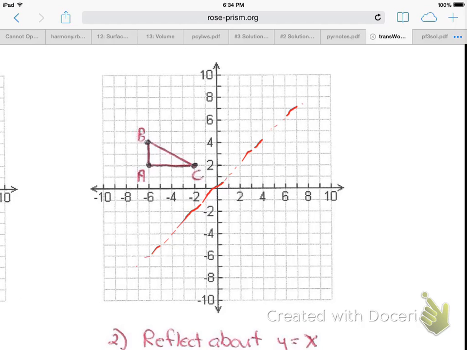When you reflect about y equals x, the coordinates just switch. AB turns into BA. So for instance, A has coordinates negative 6, positive 2. Its image then will be positive 6, negative 2. Both change to their opposite, so positive 6, negative 2.